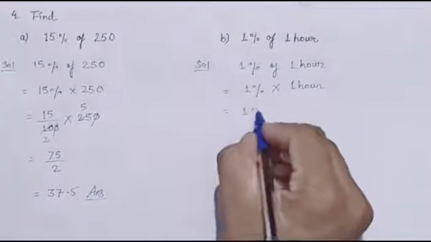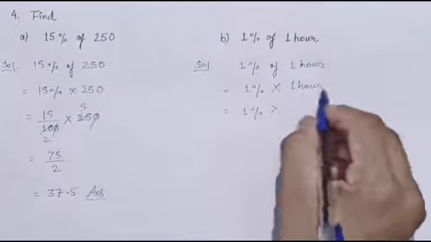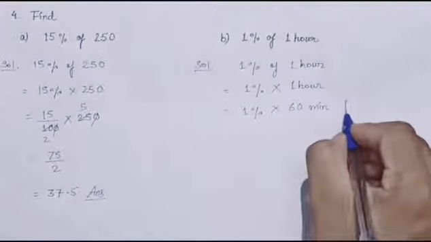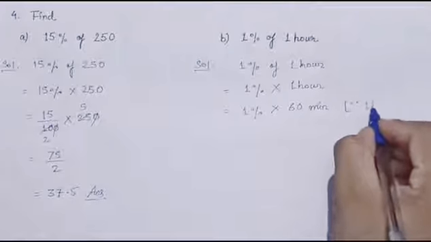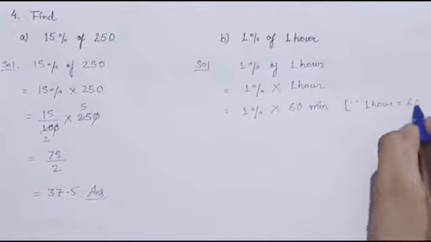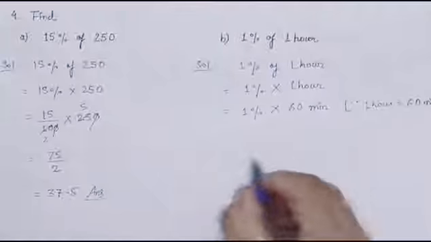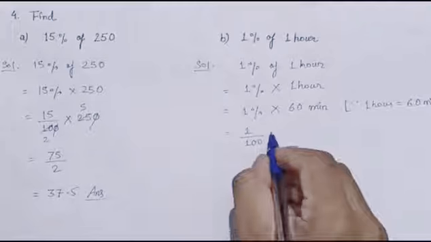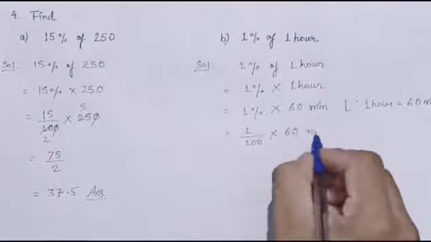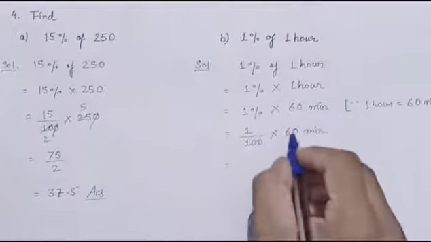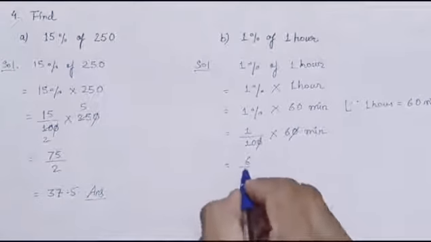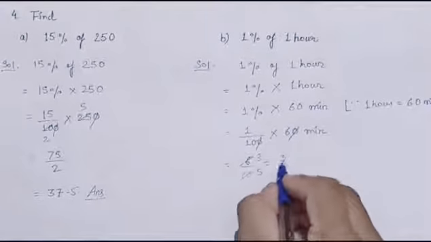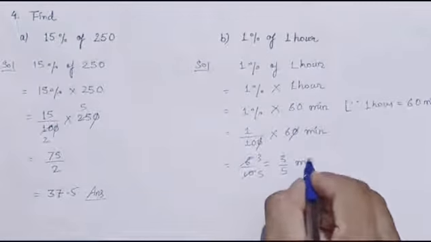Again, it can be written as 1% into, in place of 1 hour, we can write 60 minutes, because you know, 1 hour is equals to 60 minutes. 1% can be written as 1 by 100 into 60 minutes. Now let us simplify. So we have 6 by 10, which is equals to 2 3 times, 2 5 times. That is 3 by 5 minutes.